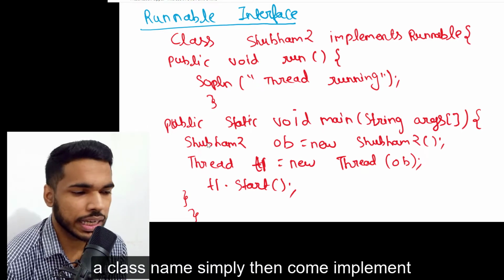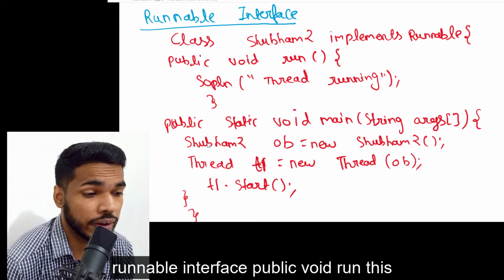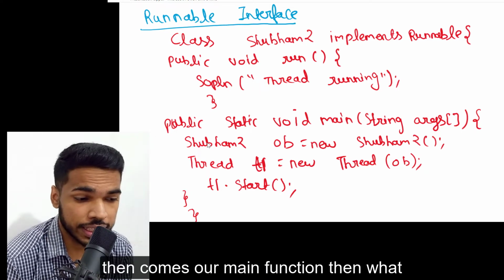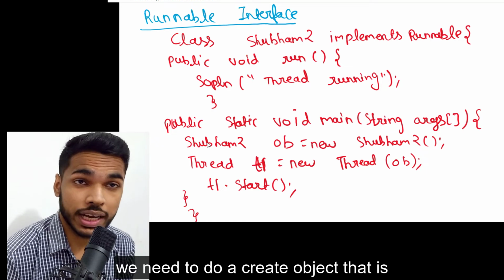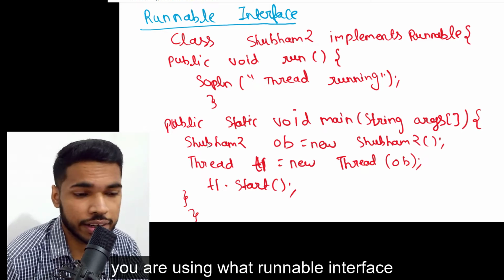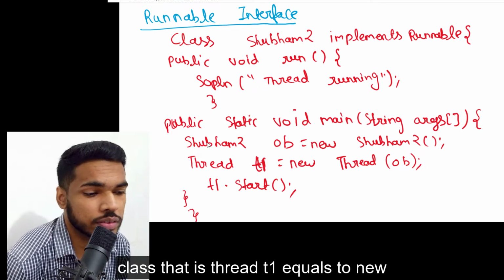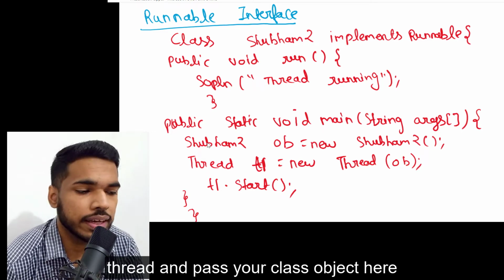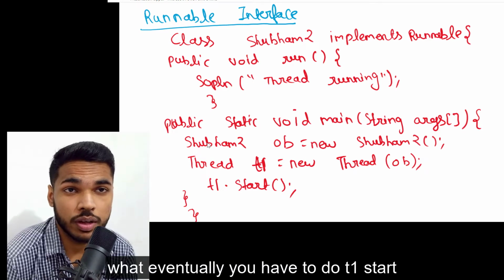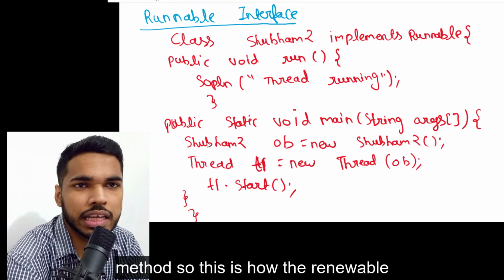Class Shubham2, a class name simply. Then comes implements Runnable, public void run. This is the run function which would run when a thread is created. Then comes our main function. Then we need to create an object, that is Shubham2 ob equals new Shubham2. If you are using the Runnable interface, you need to create an object of the Thread class, that is Thread t1 equals new Thread, and pass your class object in the parameters, that is ob. And then you have to do t1.start, which would call the run method. So this is how the Runnable interface works.